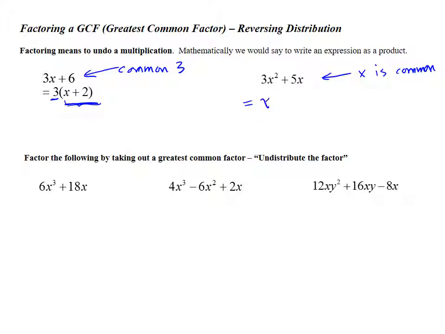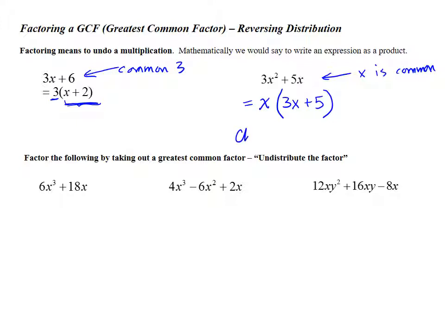We're going to take the x out and in parentheses leave what would be left if we took it out of each term. 3x squared divided by x would be 3x. 5x divided by x would just simply be 5. So we undo the distribution of x.